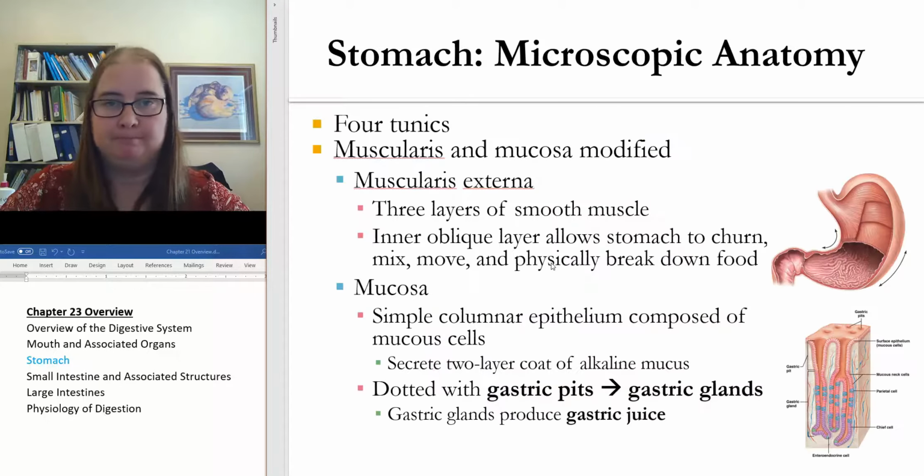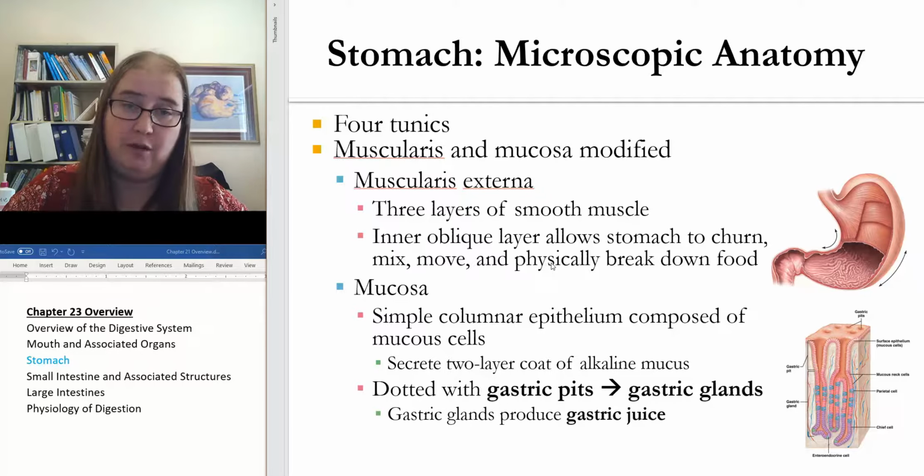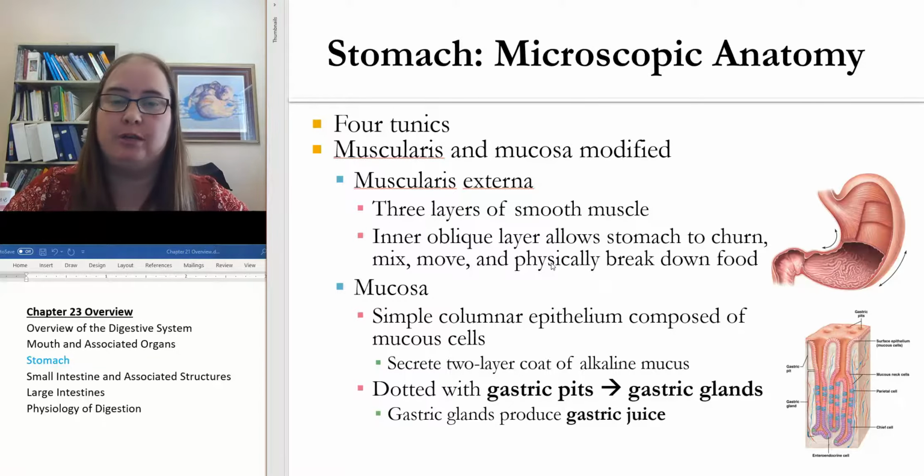So the stomach has all 4 tunics: the mucosa, the submucosa, the muscularis externa, as well as the serosa, or that fourth visceral peritoneum layer. However, it does have some modifications to both the mucosa and the muscularis externa layer. Okay, so in terms of the muscularis externa layer, which again is that muscular layer, it has 3 layers of smooth muscle, not just the 2, and I mentioned that on the previous slide.